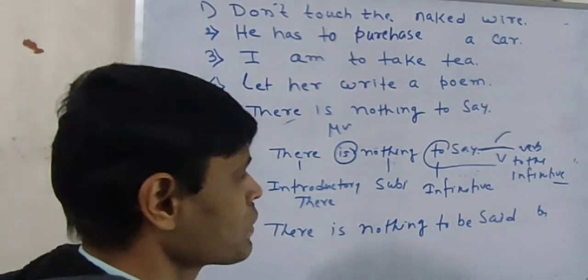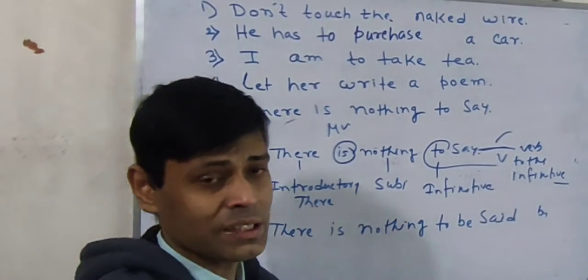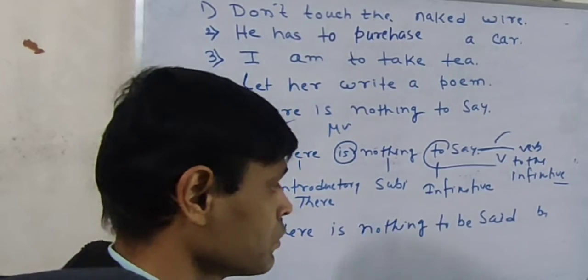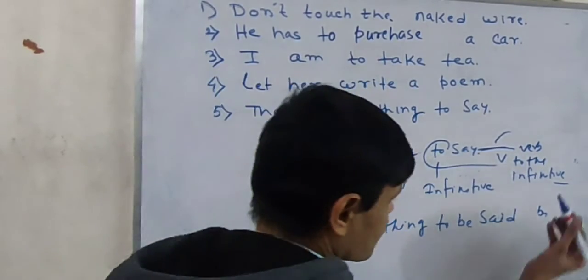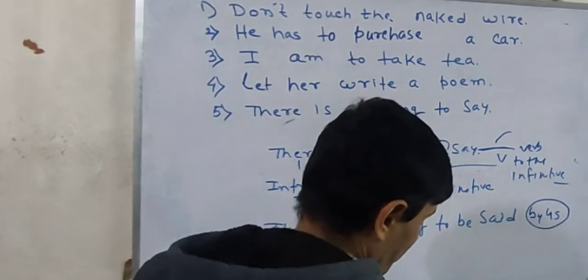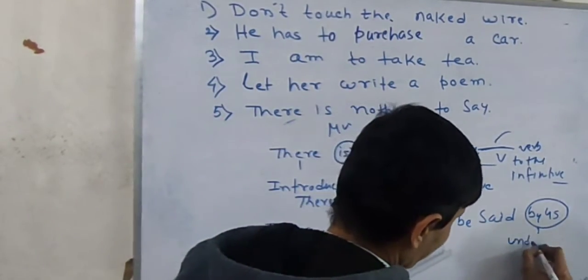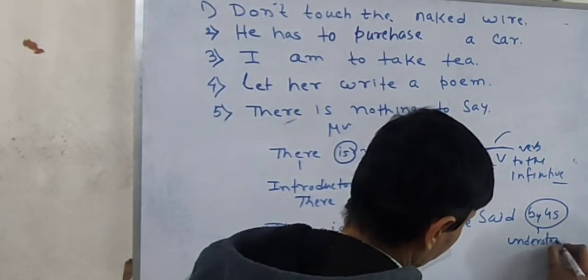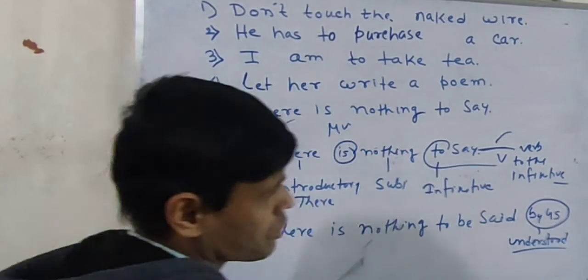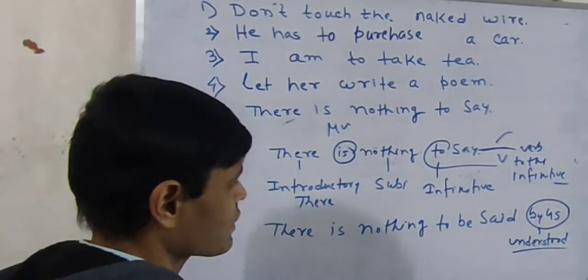There is nothing to be said. But not in all cases, only in many cases, depending on the sentence construction. So it is called by us. If we say by us or something like that, it is understood here. Understood means silent in form, not written in structure or shape. So there is nothing to be said. So this is the answer.